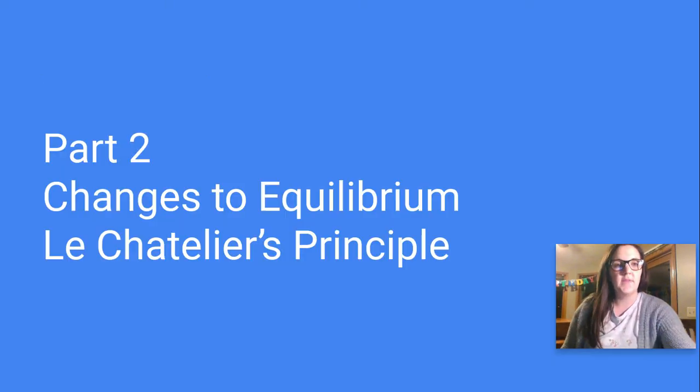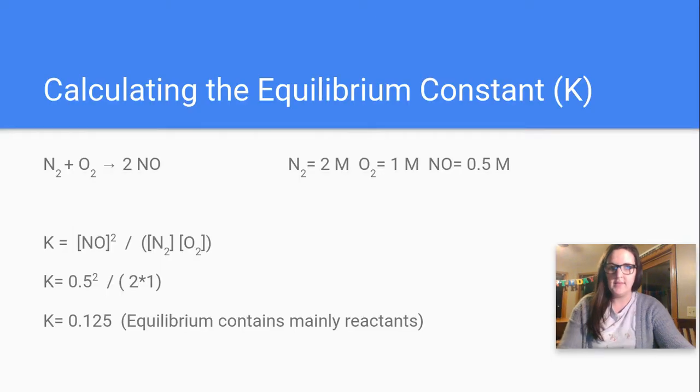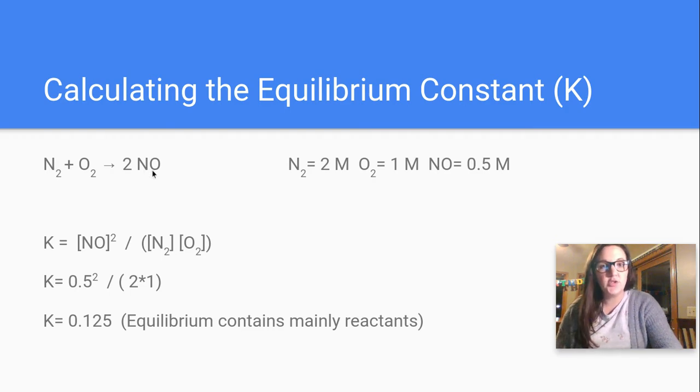This example problem is when you have nitrogen gas and oxygen gas going to make nitrogen monoxide. There's 1 mole of nitrogen and 1 mole of oxygen to create 2 moles of nitrogen monoxide. And over here, I just generically added numbers or concentrations for these values just to make our math a little bit easier.